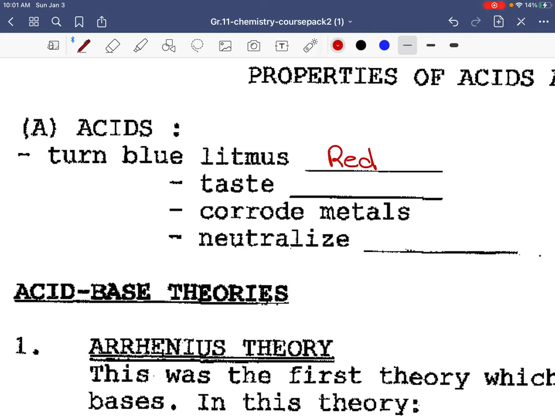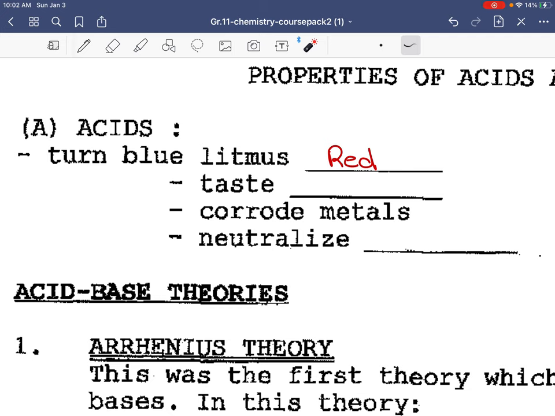But if you take a blue litmus paper and you stick it into something acidic and it turns red, then you can pretty much bet that it is an acid. Litmus paper is not something that is widely used anymore. A lot of people don't use litmus paper, but a lot of people still do. I guess schools still do because litmus paper is cheap.